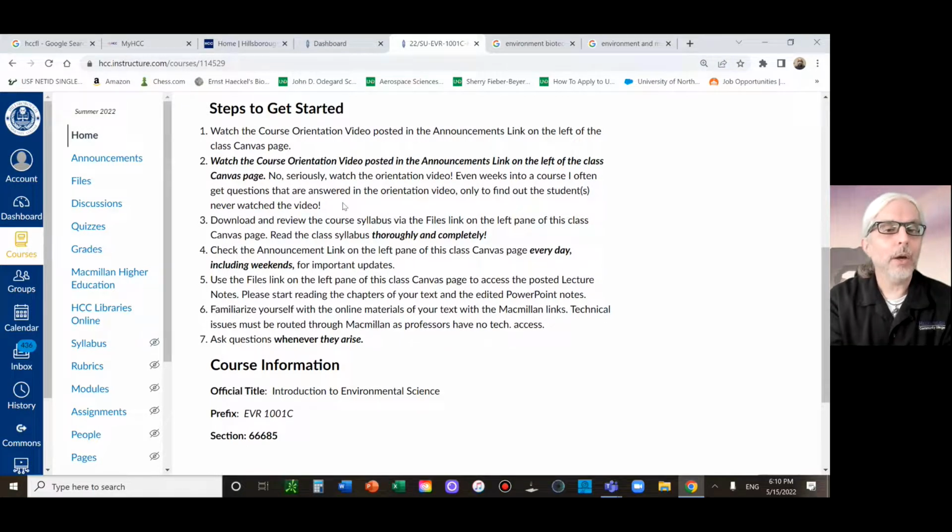When you're done with that, of course, read over your syllabus. Now I'm going to go over the syllabus with you in the orientation video, but on your own, even after I've gone over it, read it. And as I'm noting to you, read it thoroughly, which means carefully and completely. I also note to check the announcement page. You can see it right here. There's your announcements link.